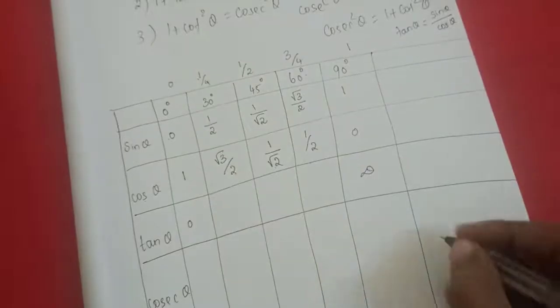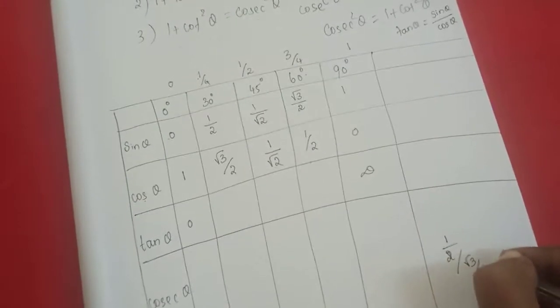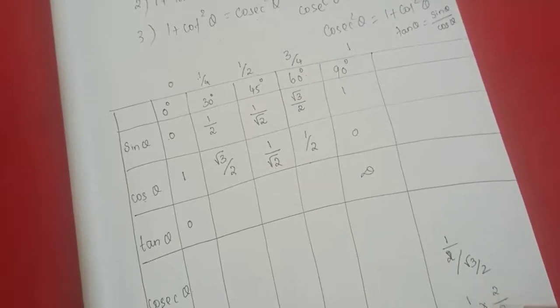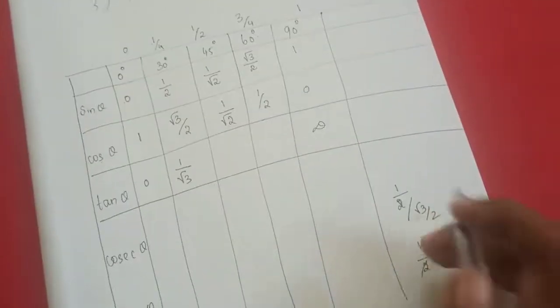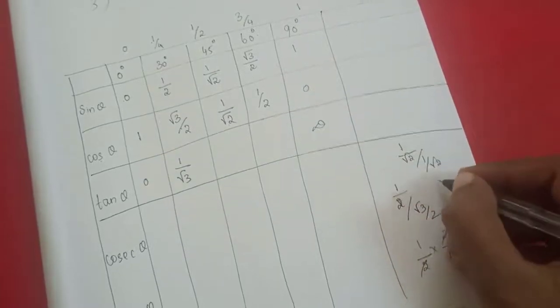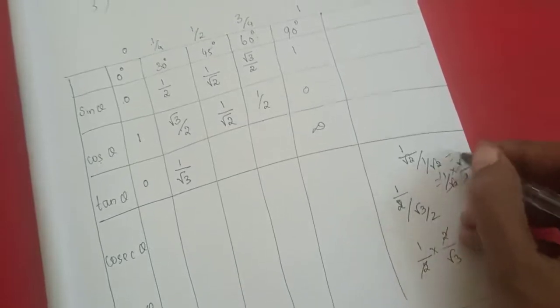Then 1 by 2 divided by root 3 by 2. So this will go up: 1 by 2 into 2 by root 3. So this will get cancelled, 1 by root 3. Understand? This one divided by this one. Same as that, 1 by root 2 divided by 1 by root 2. So 1 by root 2 into root 2 by 1. This will get cancelled, you will get 1.